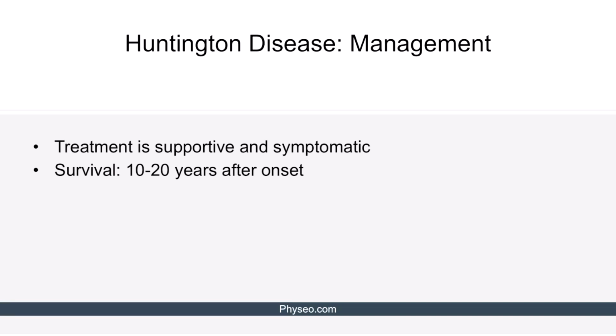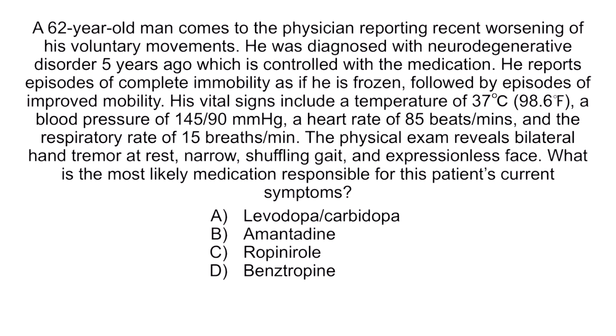Finally, there is no specific therapy for Huntington's disease. The management is actually supportive and symptomatic, and the survival is estimated to be 10 to 20 years after the symptom onset. Let's end this lecture with another question.